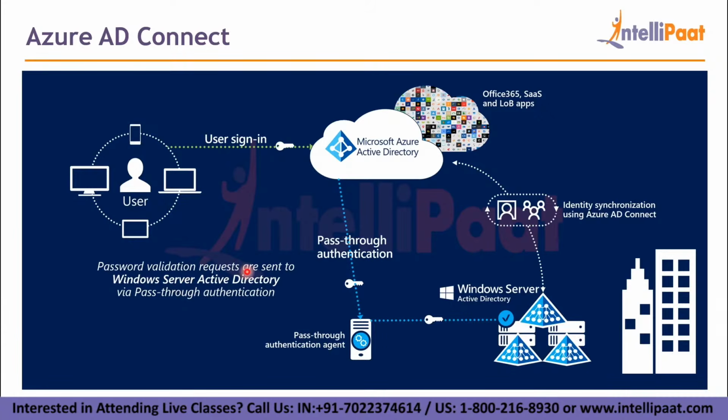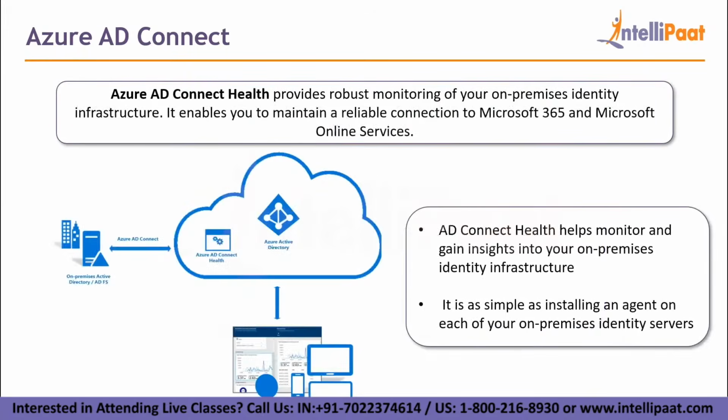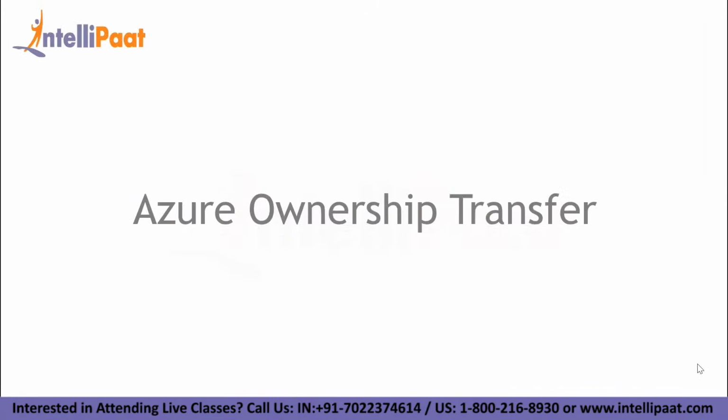So password validation requests are sent to Windows Server Active Directory via pass-through authentication, and it will be accepted, and that's it. Just one sign-in and you will be good to go with Azure Active Directory as well as the Windows Server's Active Directory. So this is basically AD Connect, which makes the connection between the Windows Active Directory on the on-premises servers and the Azure Active Directory much simpler and easier for you.